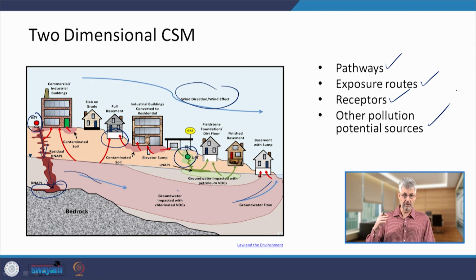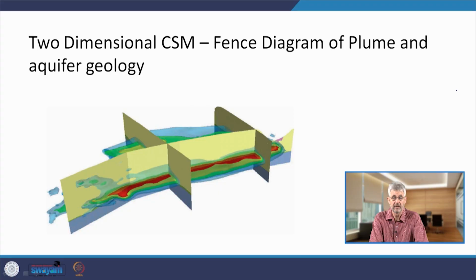So again, our conceptual site model becomes more informed as more and more information becomes available, either during site investigations, or research into the previous site use, or looking beyond the site into the neighborhood and finding out what else is going on.